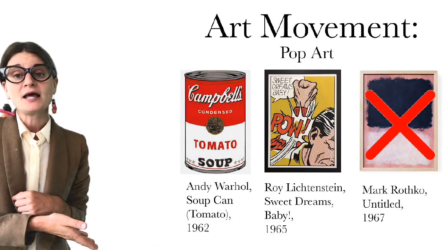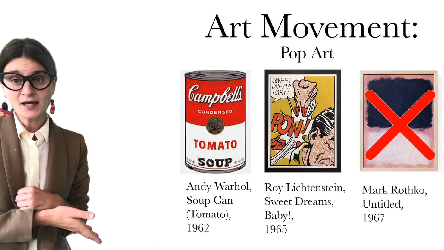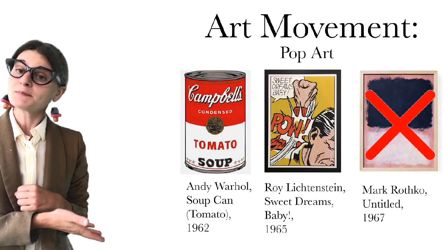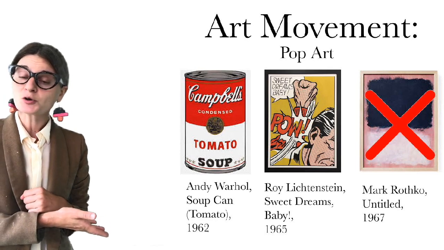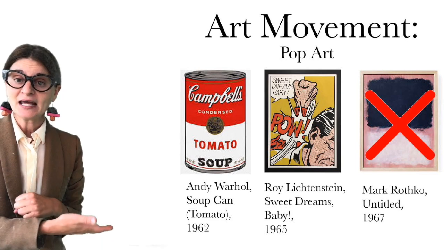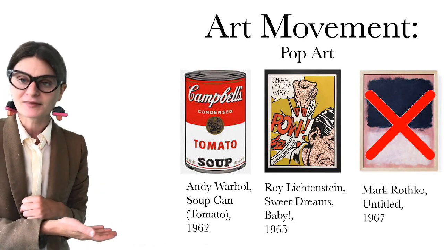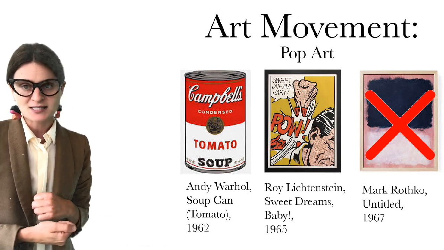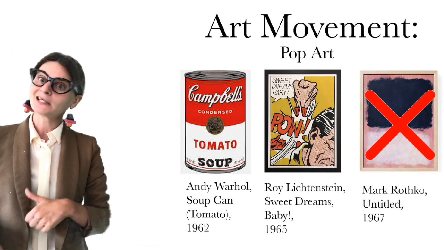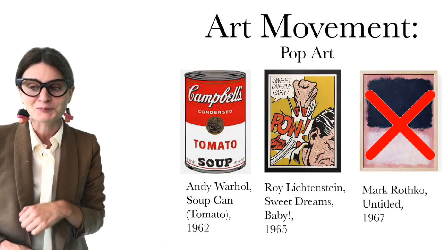The Andy Warhol is of a soup can that was an everyday object that was very popular. You could buy it at a store. And the Roy Lichtenstein is a painting of part of a comic book that was really popular during that time as well. So great job. Let's get that Mark Rothko out of there.